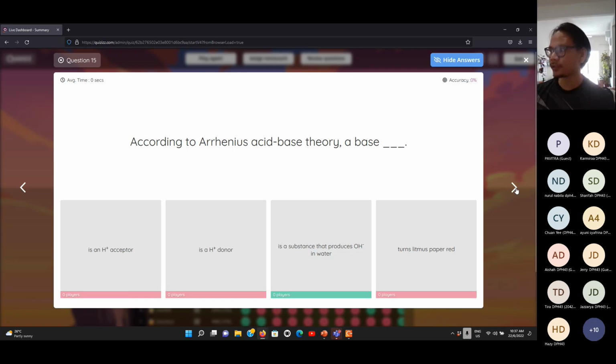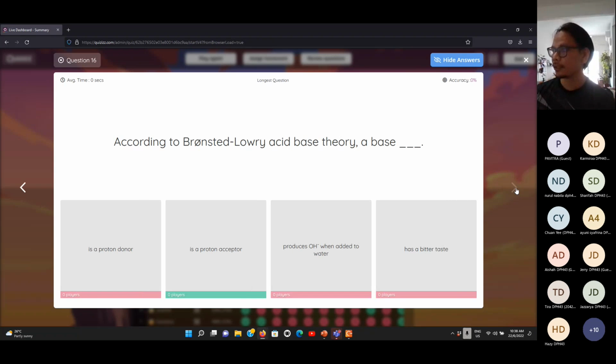According to Arrhenius acid and base theory, a base is something that produces hydroxide ion in water. And last question, according to Bronsted and Lowry acid and base theory, a base is something that accepts a proton.